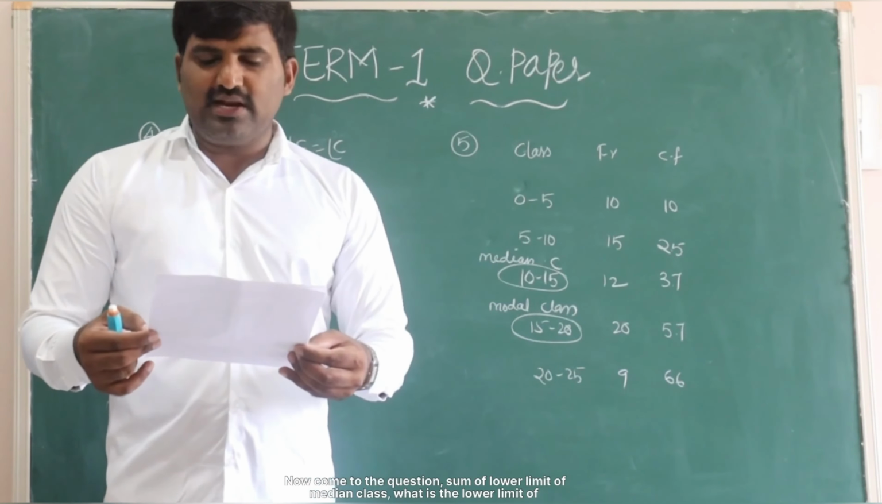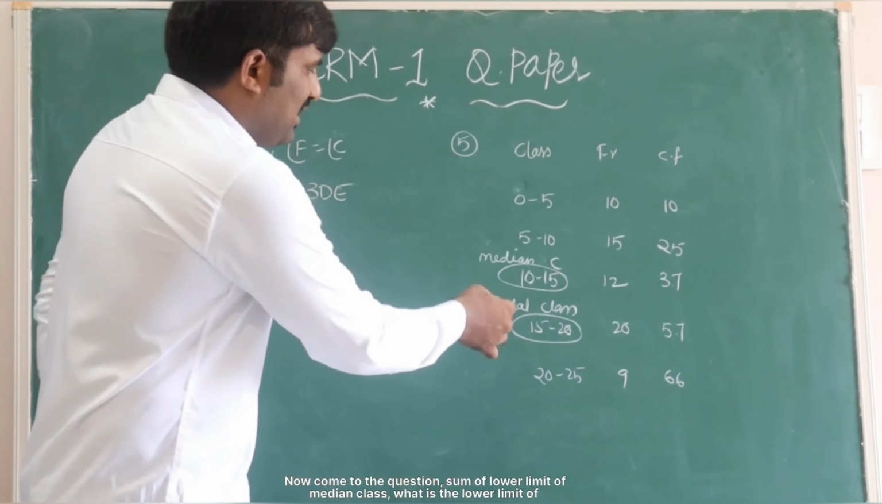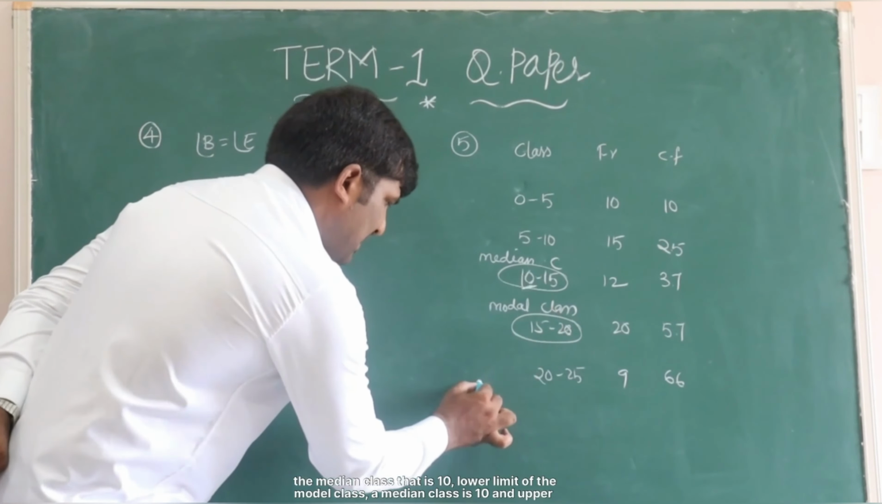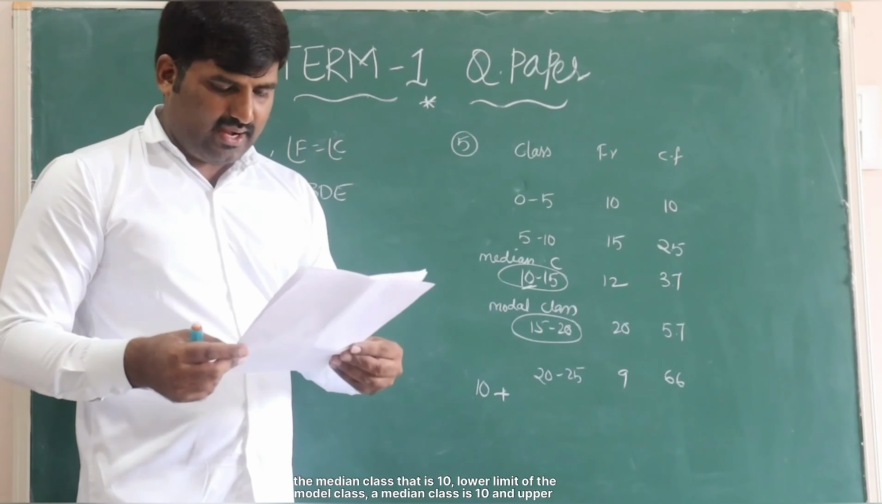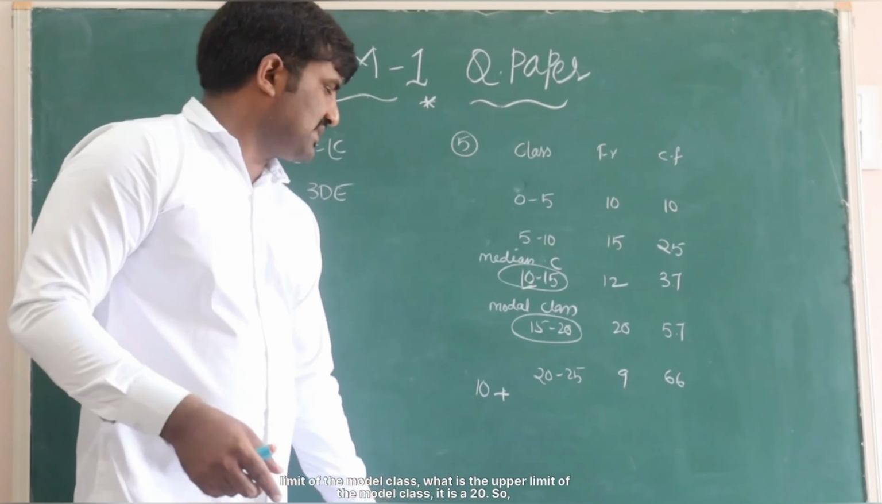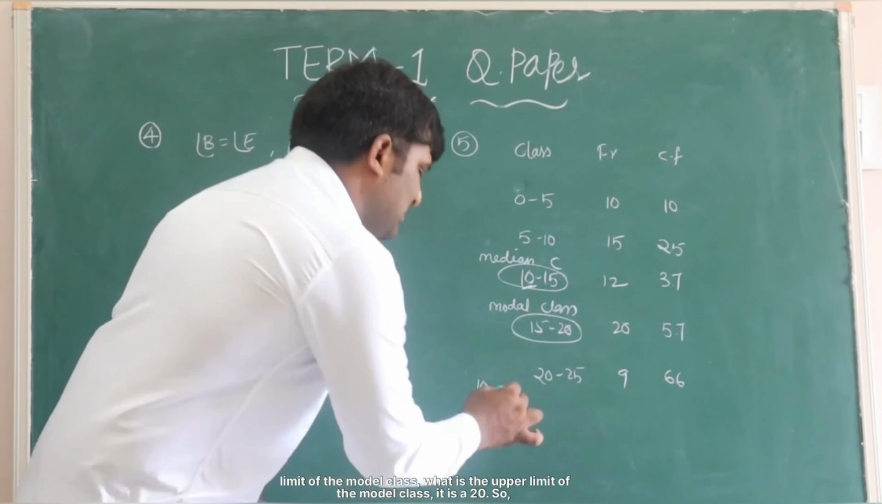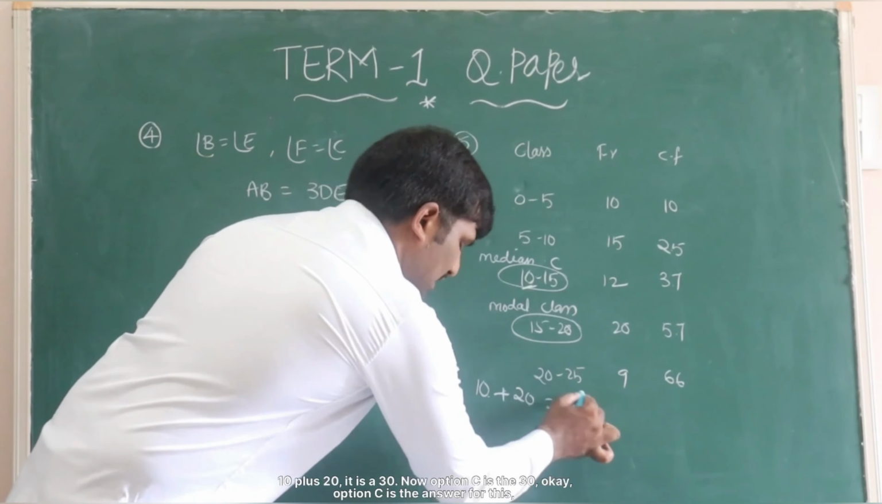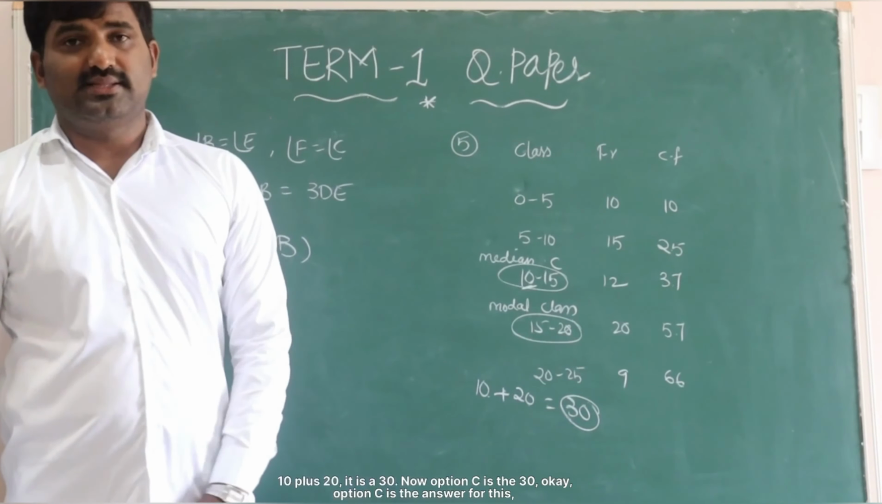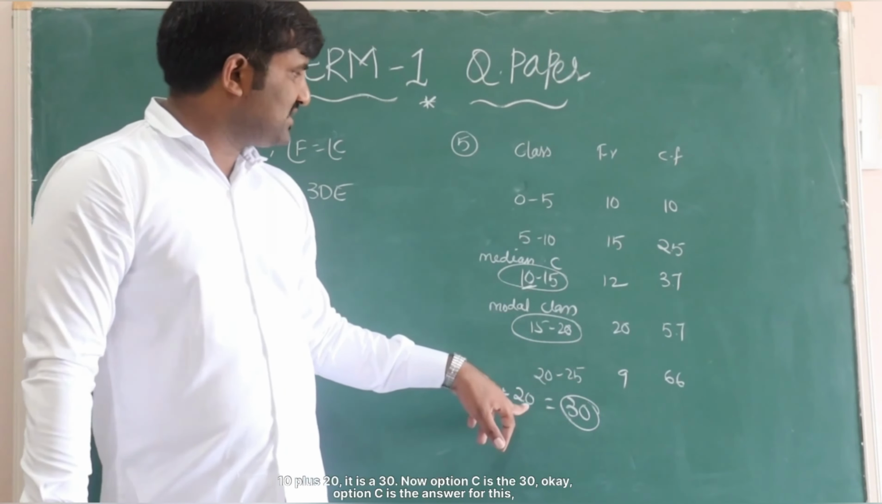The sum of lower limit of median class. What is the lower limit of the median class? That is 10. Lower limit of the median class is 10, and upper limit of the modal class. What is the upper limit of the modal class? It's 20. So 10 plus 20, it's 30. Now option C is 30. Option C is the answer for this.